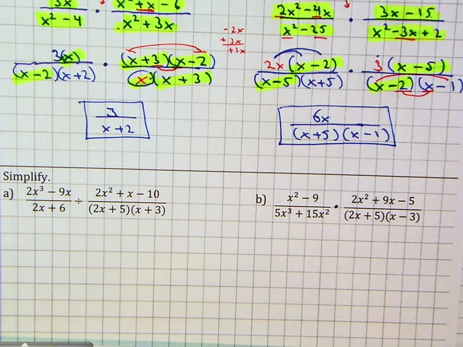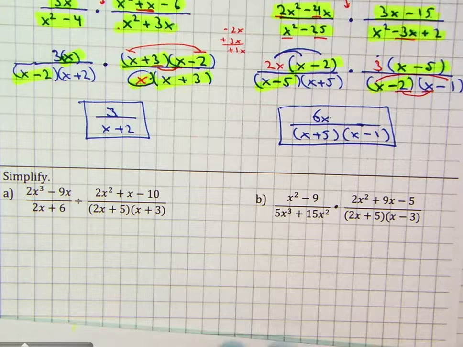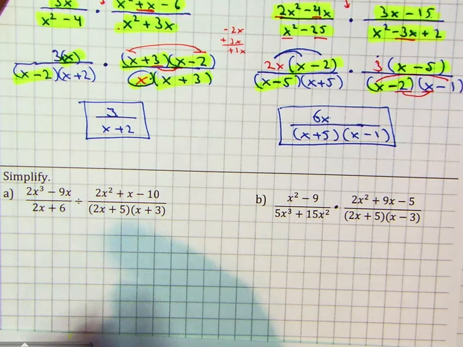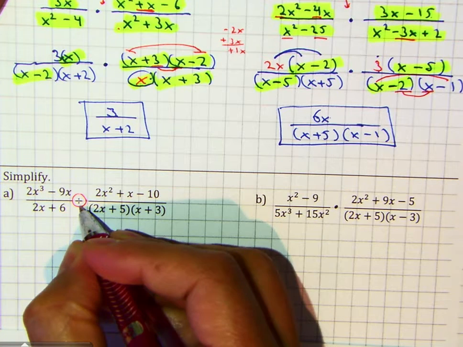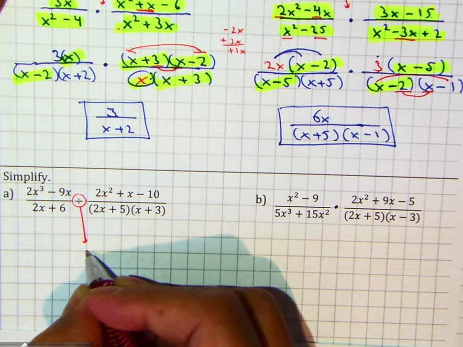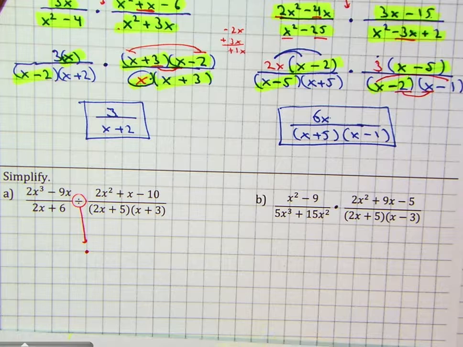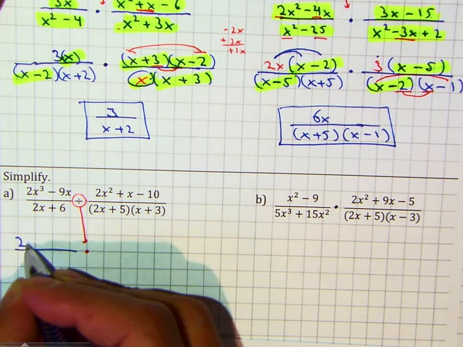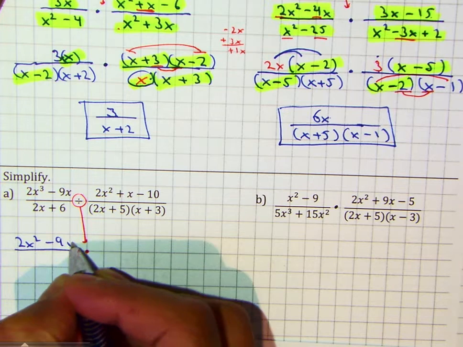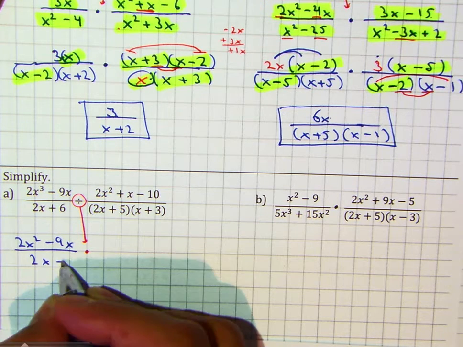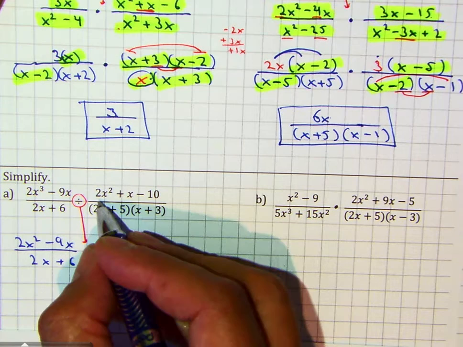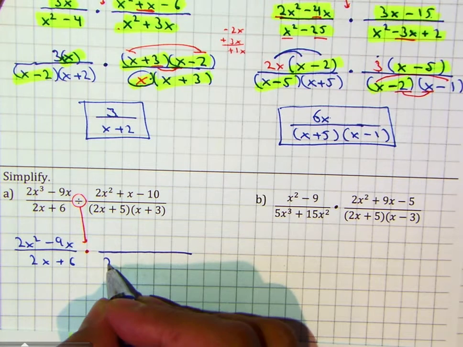Excellent. So let's start. Now the first thing that you should notice is that you have a division that you need to change to multiplication. The first fraction will stay exactly the same. The second fraction, we're going to take the reciprocal. So therefore 2x squared goes on the denominator now.